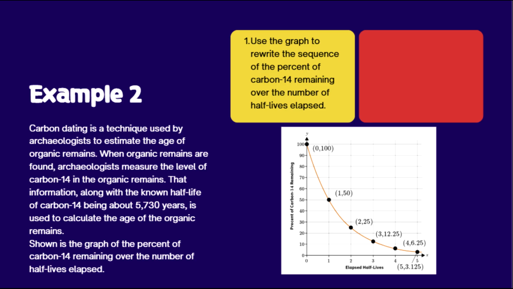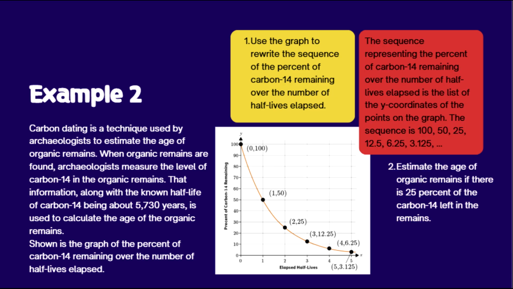Shown is the graph of the percent of carbon-14 remaining over the number of half-lives elapsed. So this is the percent remaining, and this is the number of half-lives. Use the graph to rewrite the sequence of the percent of carbon-14 remaining over the number of half-lives elapsed. So they want us to write the sequence as we're going from half-life to half-life to half-life, okay? The sequence representing the percent of carbon-14 remaining over the number of half-lives elapsed is the list of y-coordinates of the points in the graph.